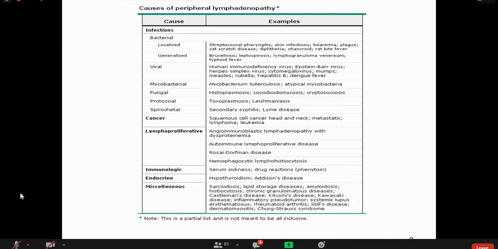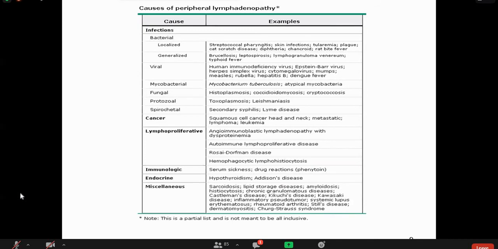Immunological causes include serum sickness, drug reactions, and by the way, when I was talking about the drug, please remember, phenytoin is the most commonly used anti-epileptic that causes generalized lymphadenopathy. So every time you start a patient on phenytoin, you're going to counsel the patient regarding this particular side effect. Among the endocrine causes, it includes hypothyroidism and Addison's disease.